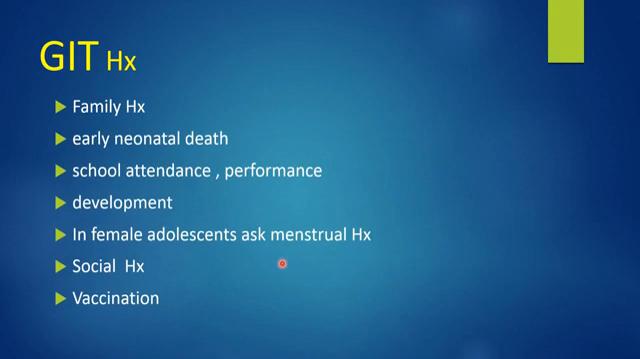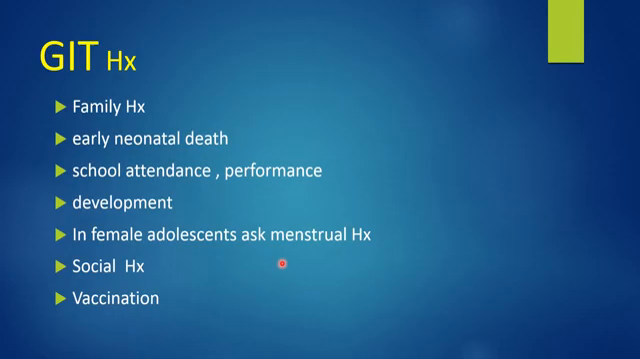Family history, as we know. In family history we have to ask about consanguinity and degree of consanguinity, and any GIT disease or related disease in the family, because a lot of diseases are familial. So cystic fibrosis is a familial disease, and there are a lot of inherited diseases.